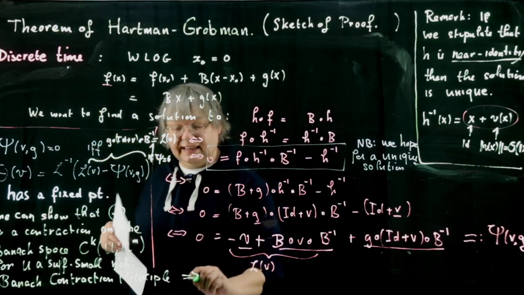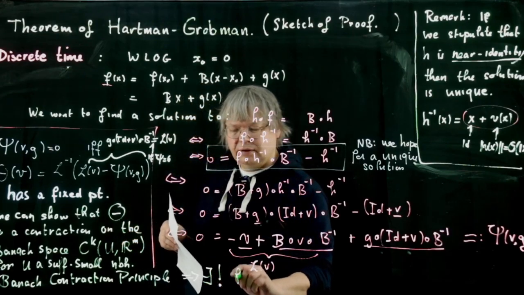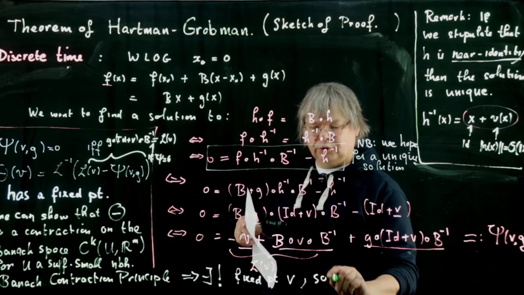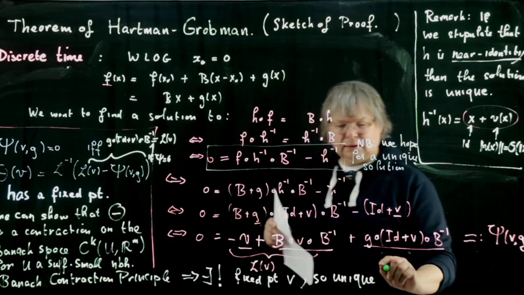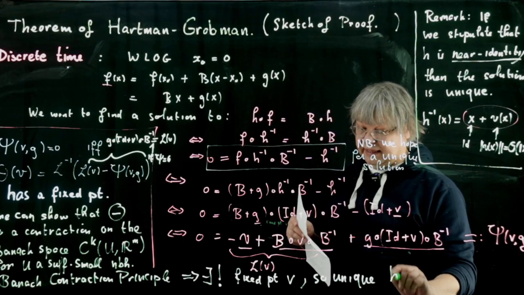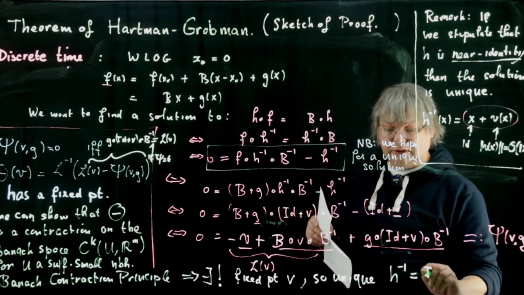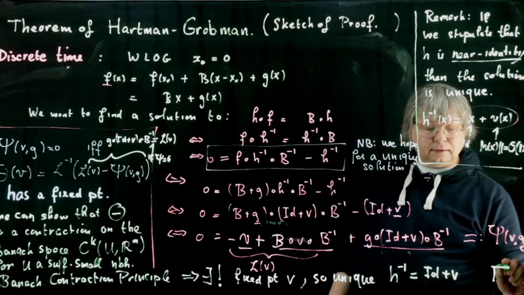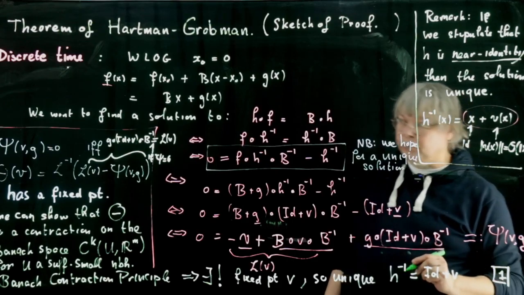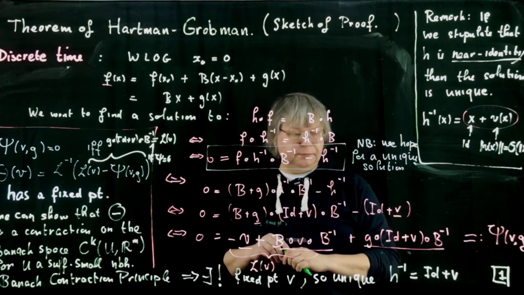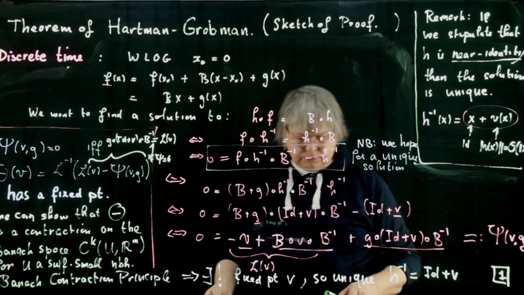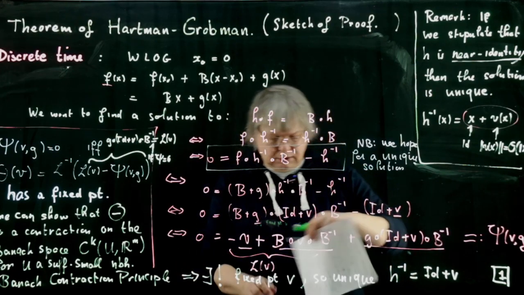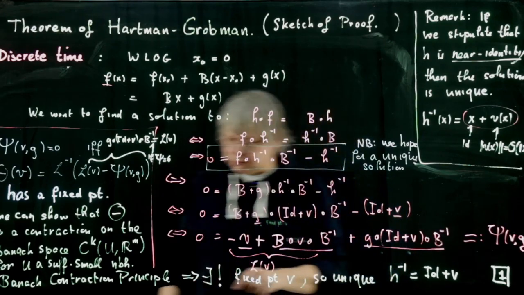Giving you a unique fixed point V, so a unique H inverse, which after all was the near identity, identity plus V. And that concludes the proof for the discrete time. And now the board is full, so I have to clean once more to do also the continuous time, which is much shorter and much cleverer.